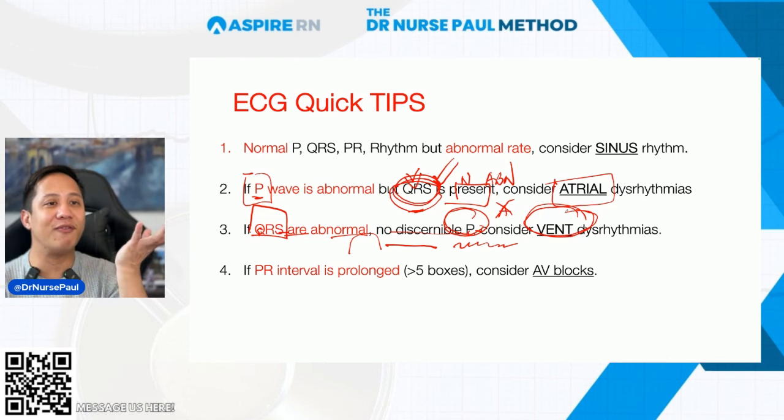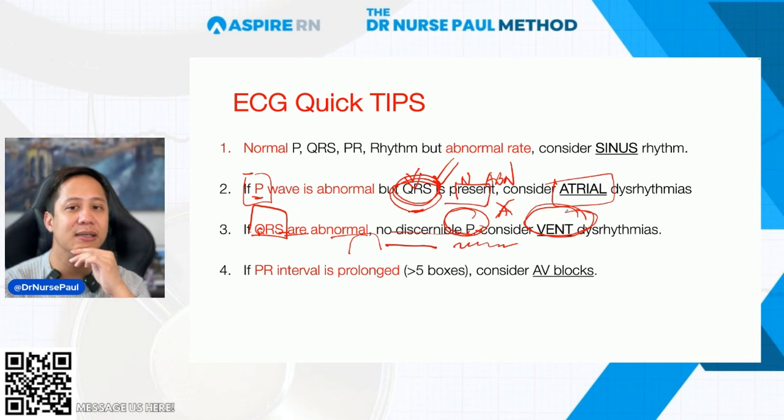Again, if the P wave is a problem, atrial or ventricle? P wave abnormality, atria. No P wave, abnormal QRS, atrial or ventricular? Ventricular, all right?